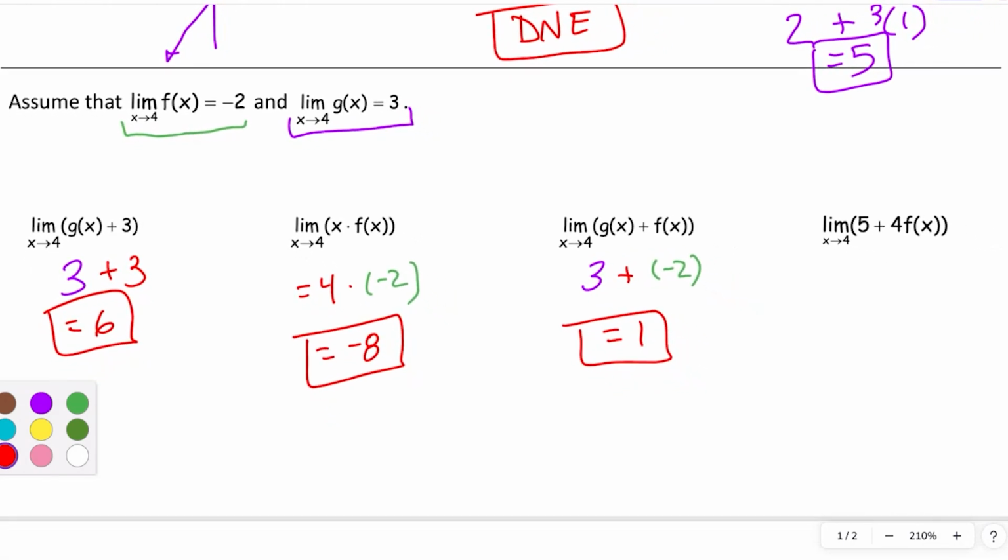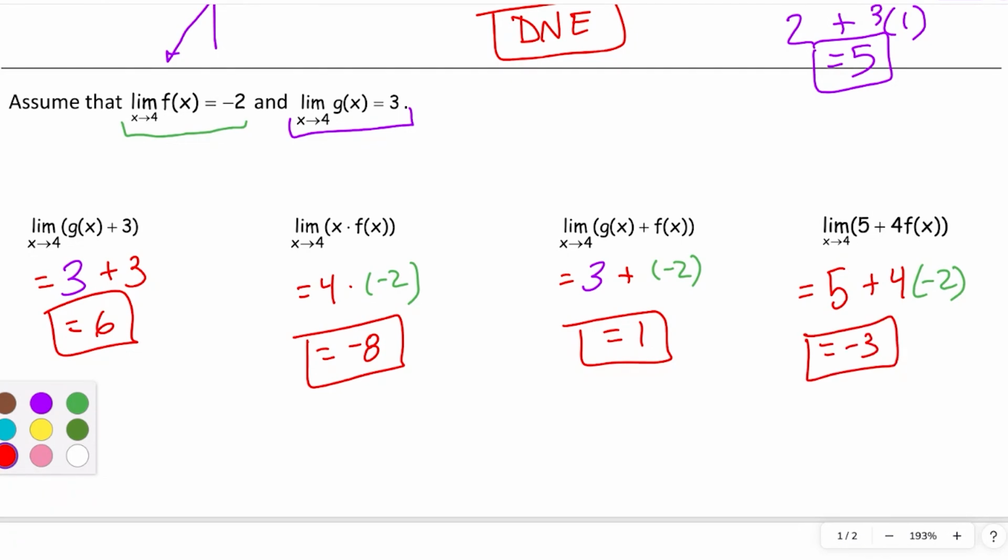Fit this last one in there. So we've got 5 plus 4 times f of x. The 5 is just a constant function, so that's just going to remain 5. Plus 4 times, well, the limit as x approaches 4 of f of x is negative 2. Throwing some equal signs here. So we get 5 minus 8 is negative 3.